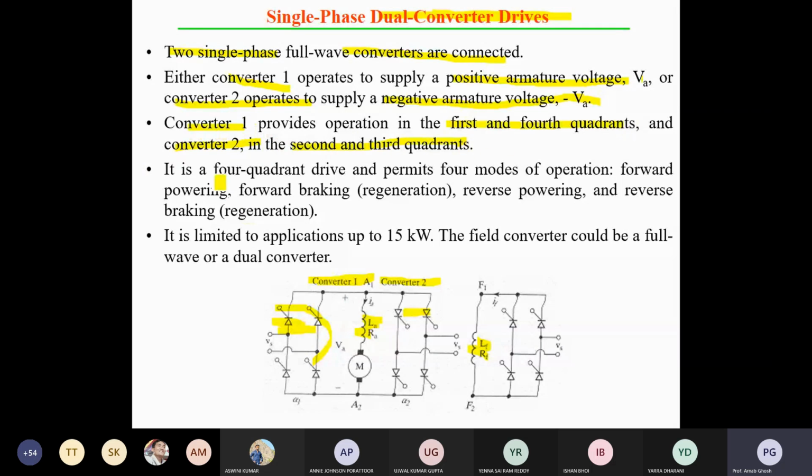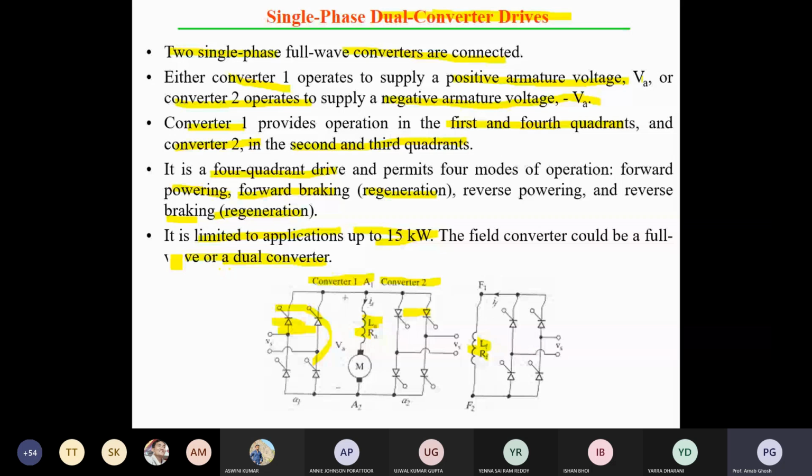Okay, it is the four quadrant drive that permits the 4 modes of operation: forward powering, forward braking or regeneration, reverse powering, and reverse braking. Again the regeneration in reverse direction means motoring. It is limited in application up to 15 kilowatt. The field converter could be a full wave or a dual converter. Okay, so I think all of you are able to understand up to the operation of the dual converter.